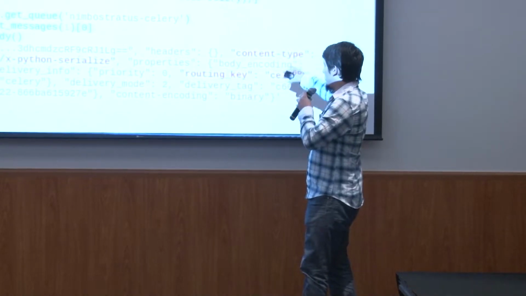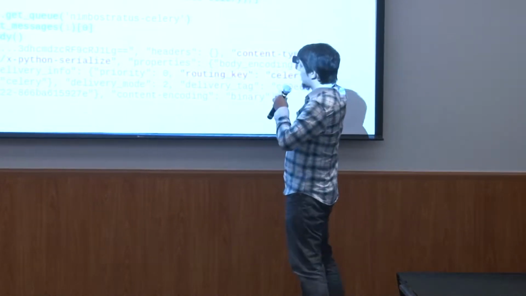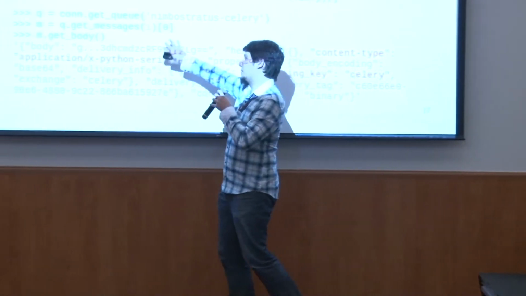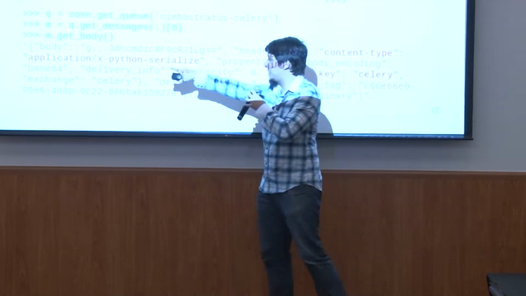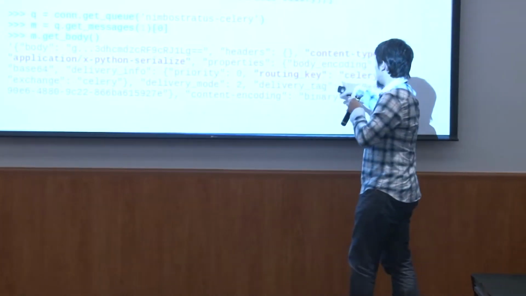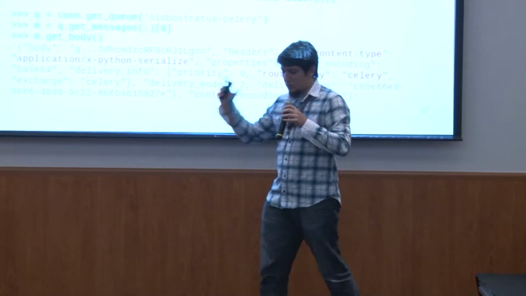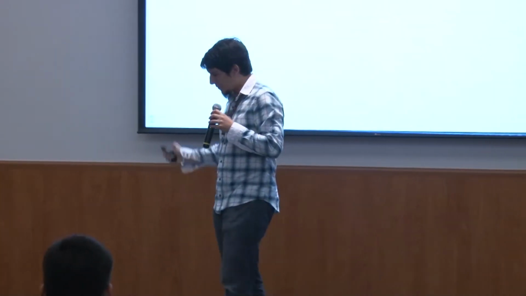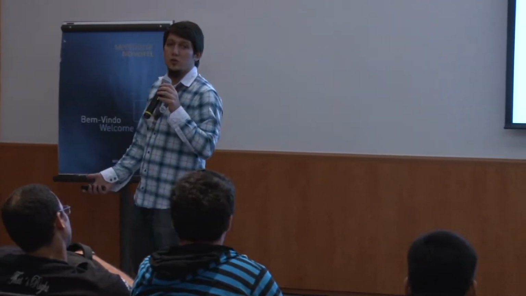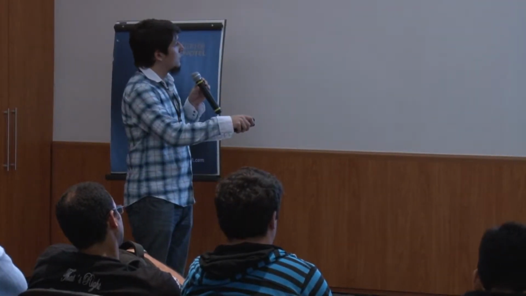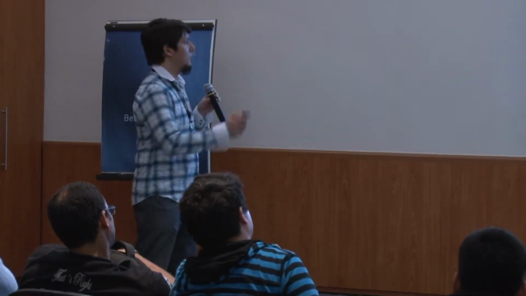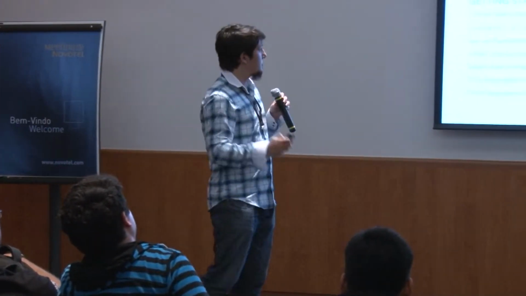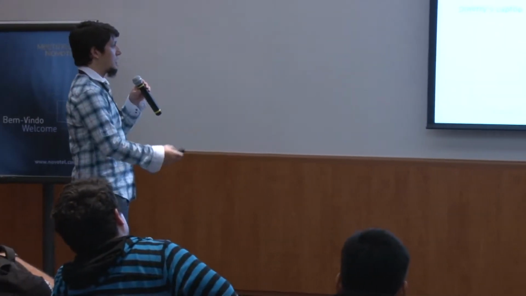We are going to read through that message, and we see that there are many different parts, but the most important ones are that the content type is Python serialized, and the routing key is Celery. So those are two key points to notice. Then we try to write a message to the queue. We do it, we create a message, we write it, we have it. Perfect. At this point, we have something that looks like this.